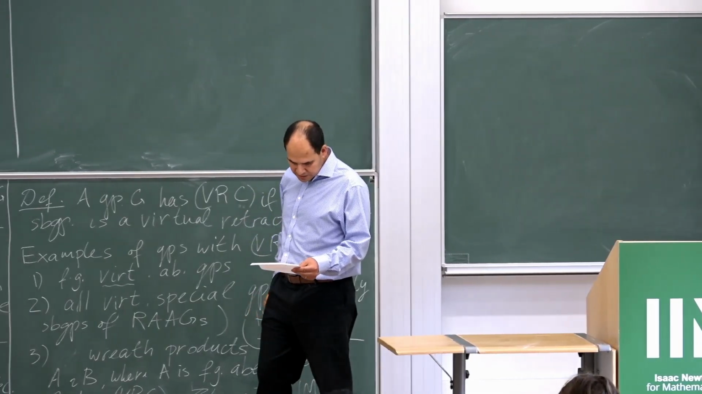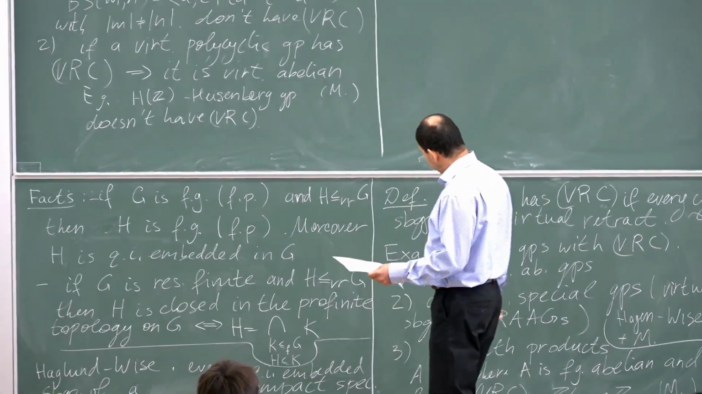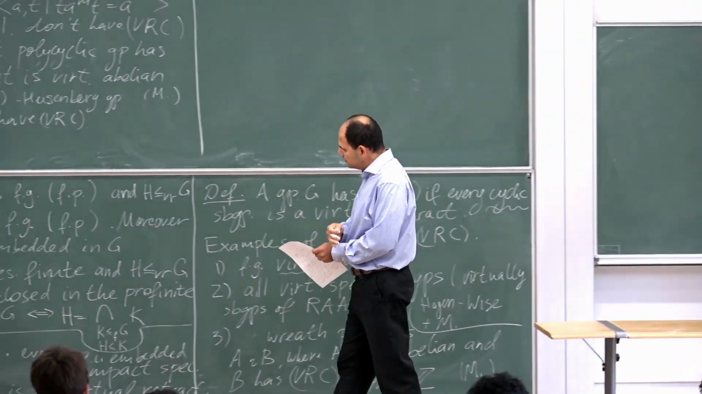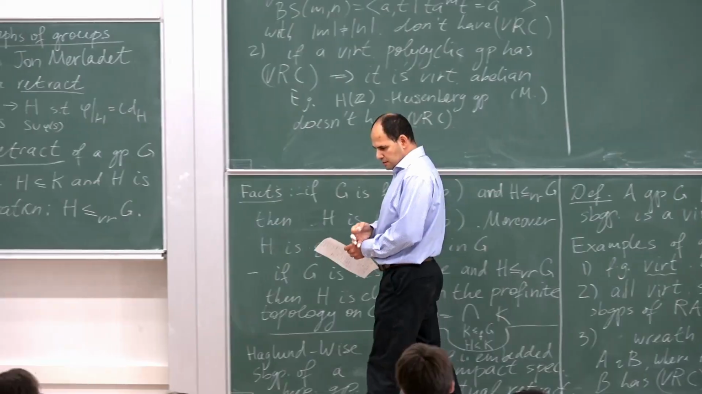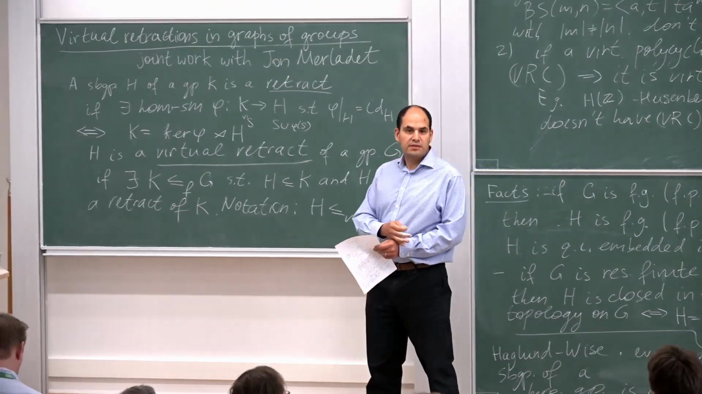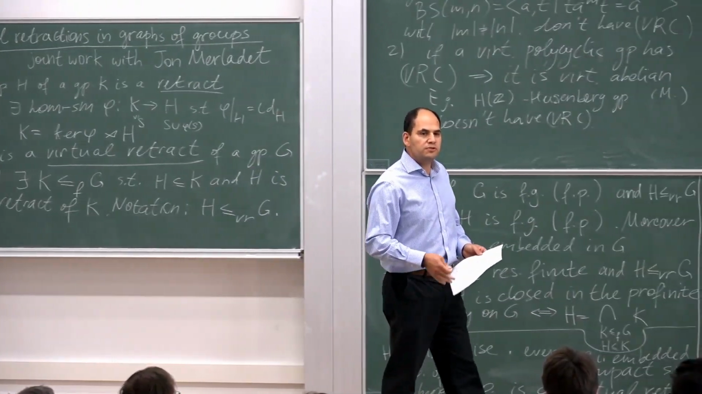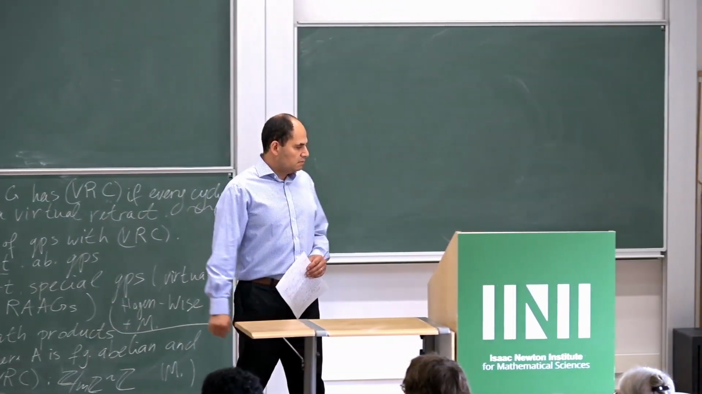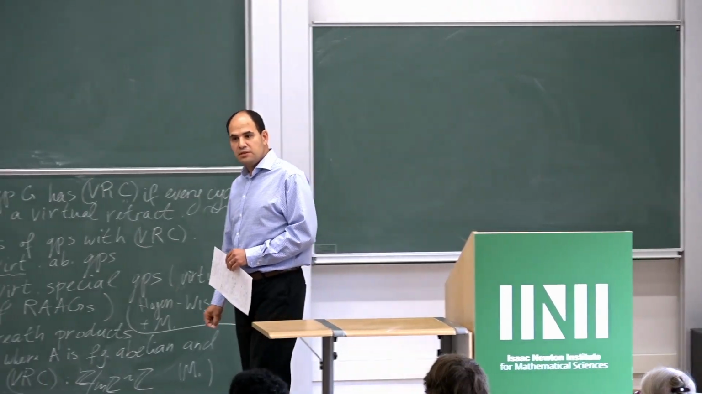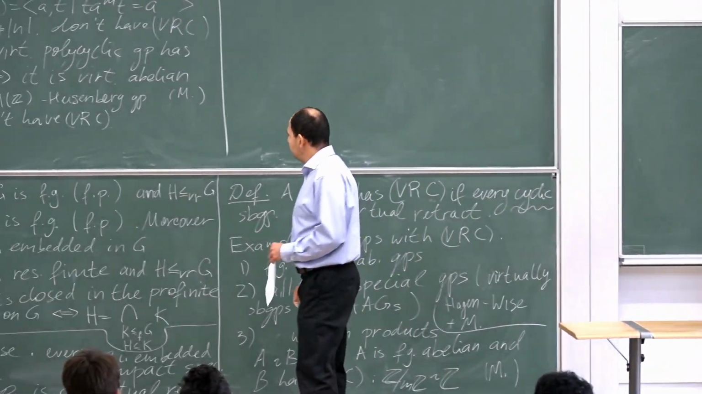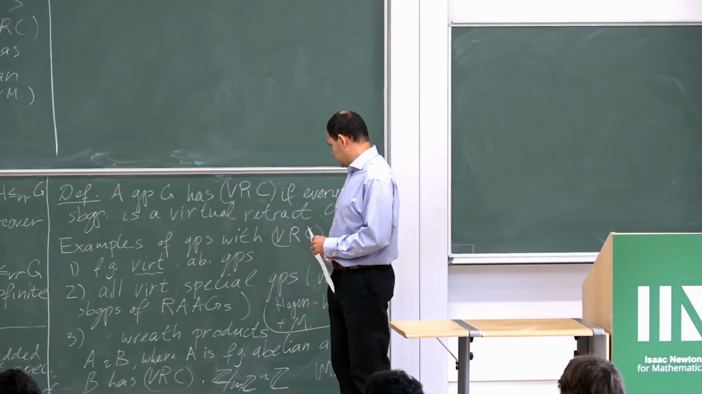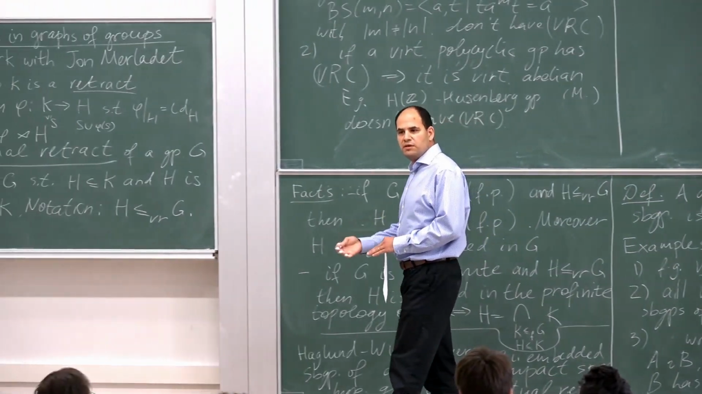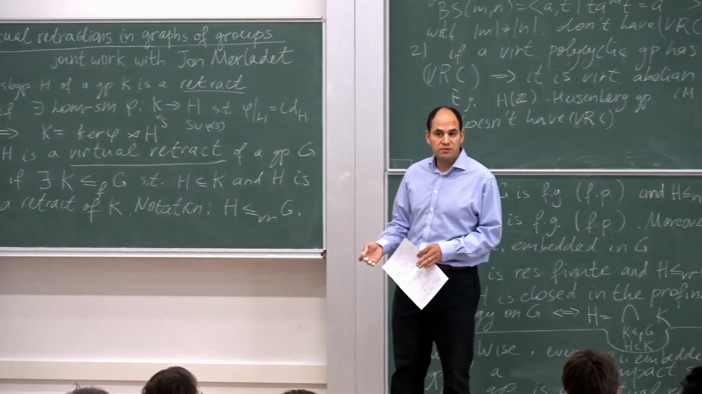Okay, so yeah, there are various stability properties. So what are known stability properties of VRC? It's closed under taking direct products, arbitrary direct products, restricted. It's closed under taking free products with amalgamation over finite subgroups, HNN extensions with finite associated subgroups. It's closed under taking graph products, and that's how you can prove that virtually special groups have VRC. So it's closed under many of the standard constructions we use in geometric group theory.